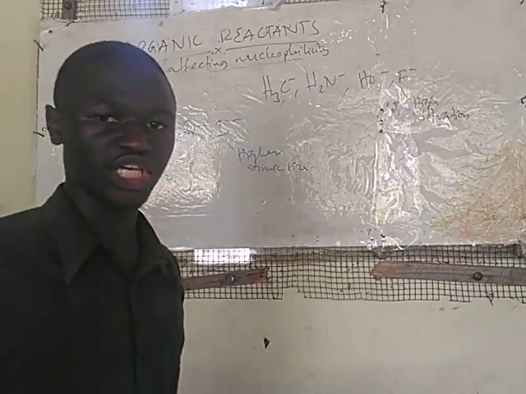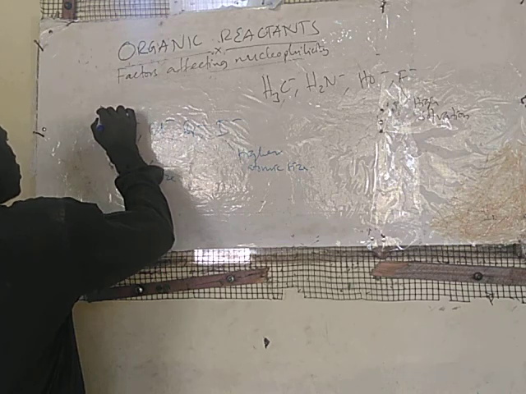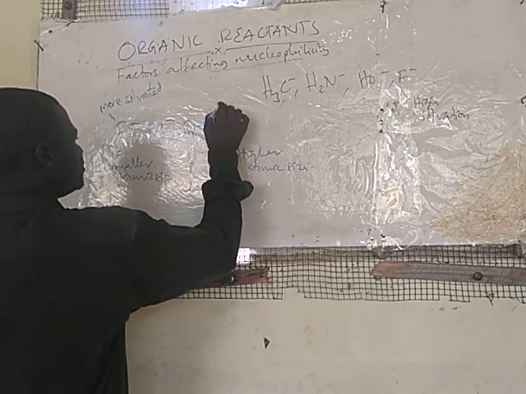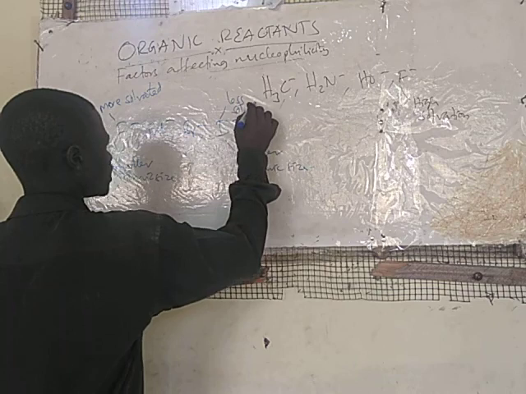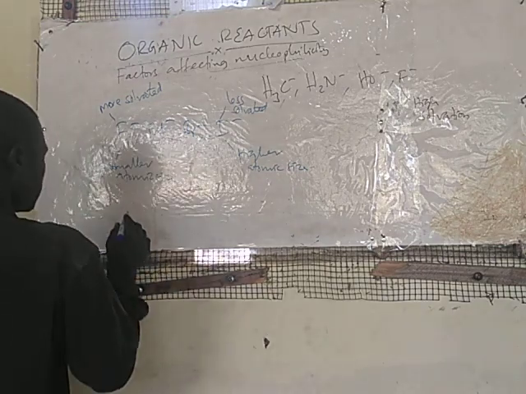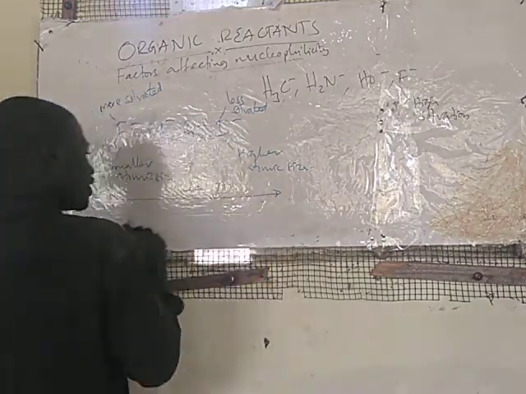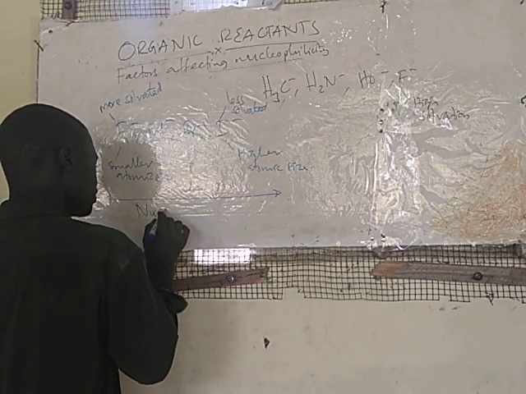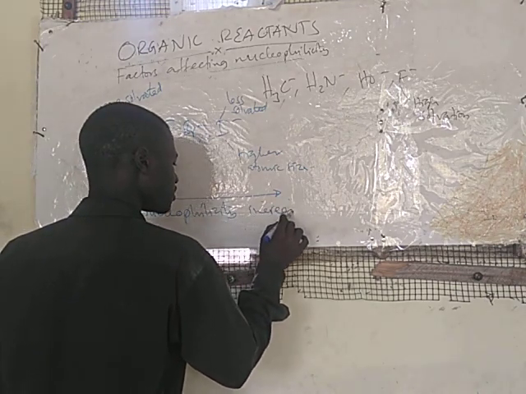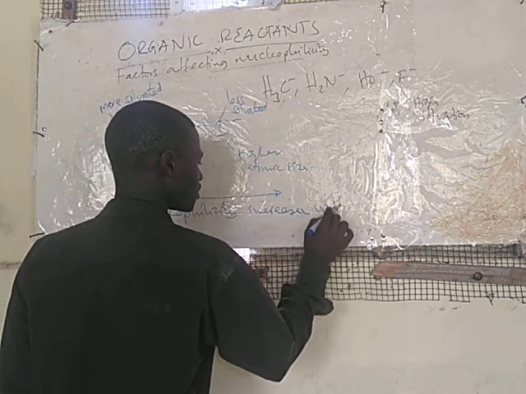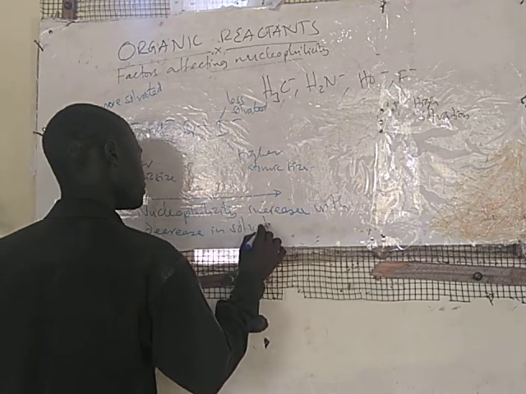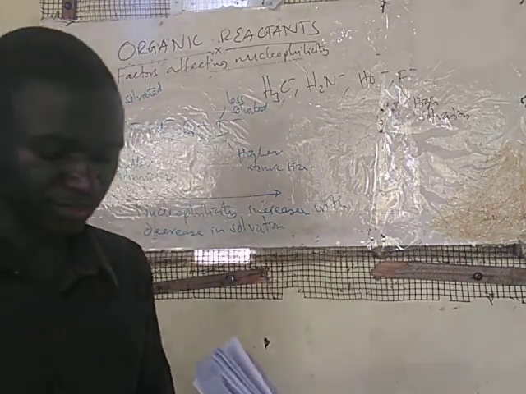If we are using a protic solvent, this one will be more solvated. This one will be less solvated. The final result, by using protic solvent, the nucleophilicity will increase by size. So nucleophilicity increases with decrease in solvation. That is the final result of using protic solvent.